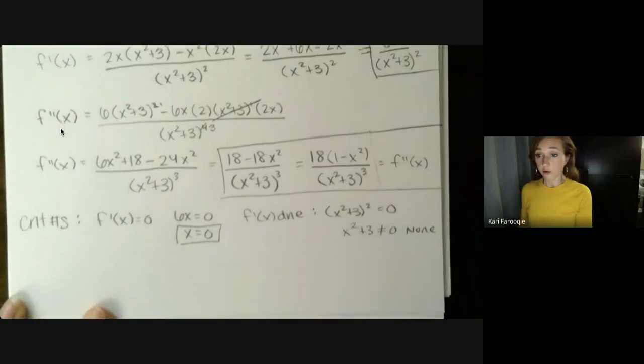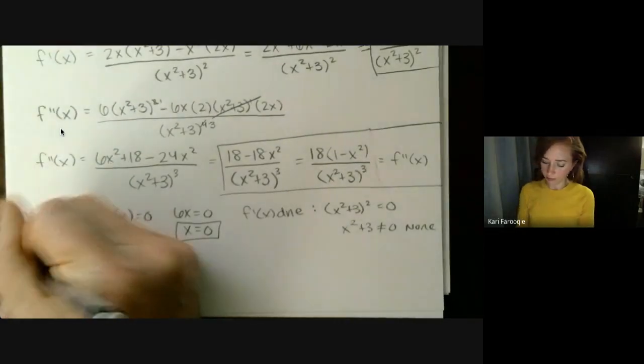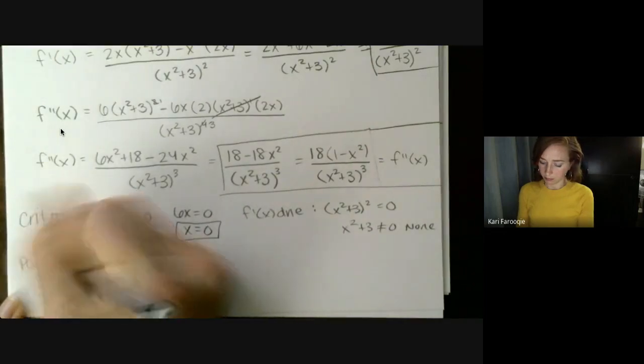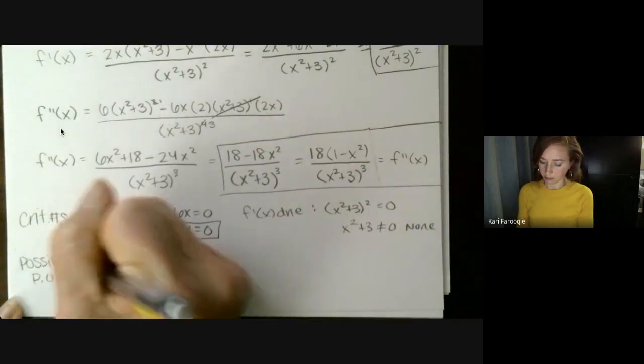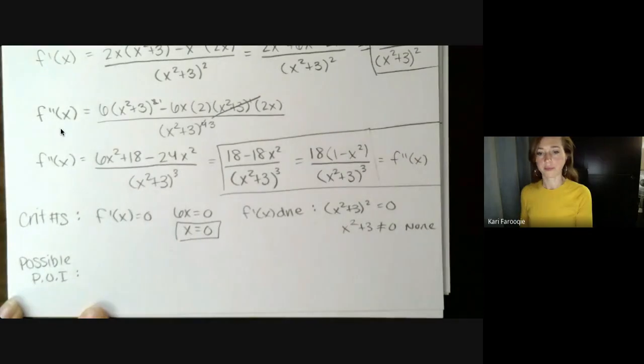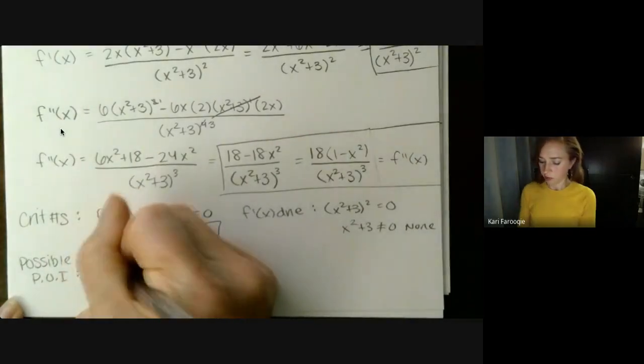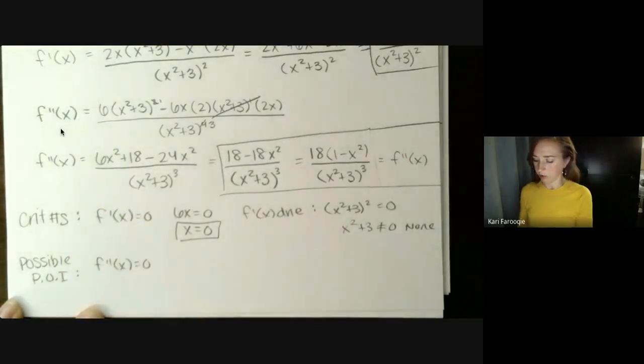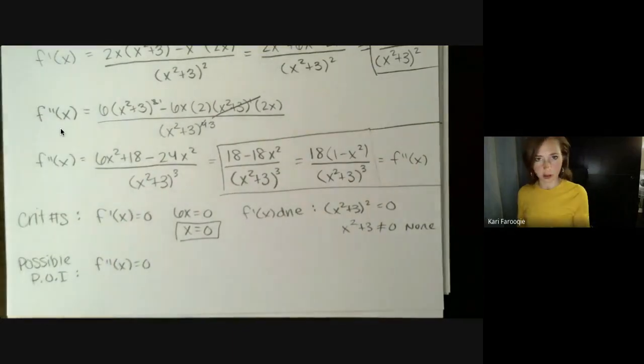And then we're going to look for possible points of inflection. And that is going to be where f double prime equals 0 or does not exist. And we already know it's not going to not exist.